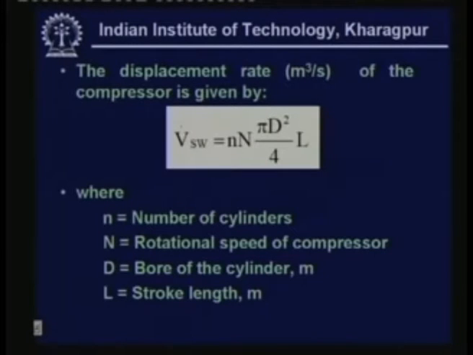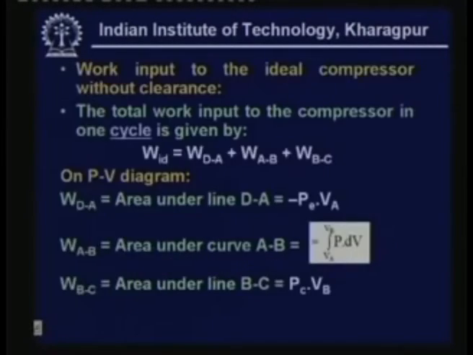And the displacement rate in meter cube per second of the compressor is given by V dot_sw = n × N × πD²/4 × L, where small n is the number of cylinders. You can have as many as 16 cylinders. Capital N is the rotational speed of the compressor in revolutions per second, D is the inner diameter of the cylinder or bore of the cylinder in meters, and L is the stroke length in meters. So, once you know the speed, number of cylinders, diameter and length, you can find out the displacement rate using this expression.